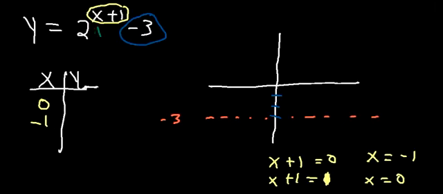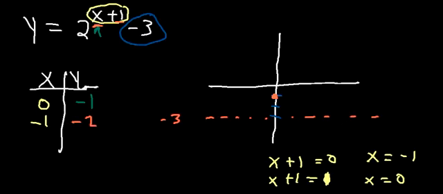So if we plug in 0 for x, 0 plus 1 is 1. 2 to the first power is itself, 2. And then 2 minus 3 is negative 1. So we're going to get negative 1 here. And if we plug in negative 1 for x, negative 1 plus 1 is 0. 2 to the 0, or anything to the 0 power, is 1. 1 minus 3 is negative 2. And then plot those 2 points. So 0, negative 1, that's over here.